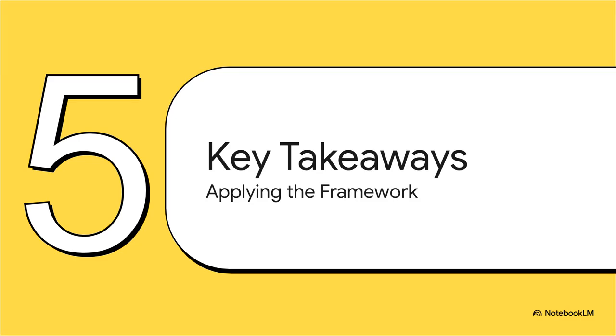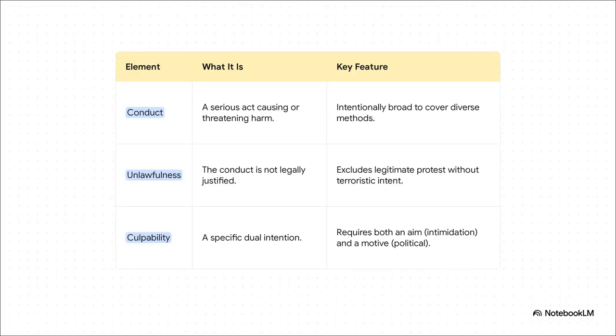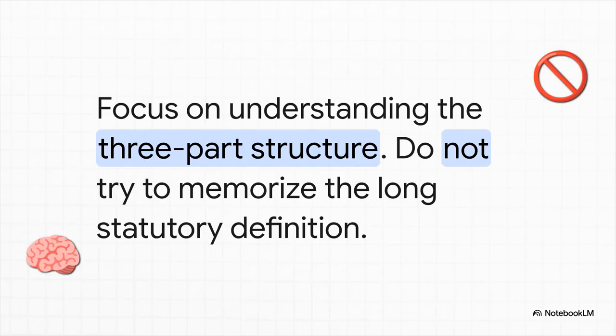Okay, we've covered a lot of ground. Let's pull all those threads together now and focus on the most important takeaways so you know how to apply this framework. So let's recap that 3-part recipe one last time. First, you have the conduct, a serious, harmful act that's defined very broadly. Second, you have unlawfulness. The act can't be justified, and this is where we exclude things like legitimate protest. And third, you have culpability, that critical 2-part mental element, where you need both the aim to intimidate and the political or ideological motive.